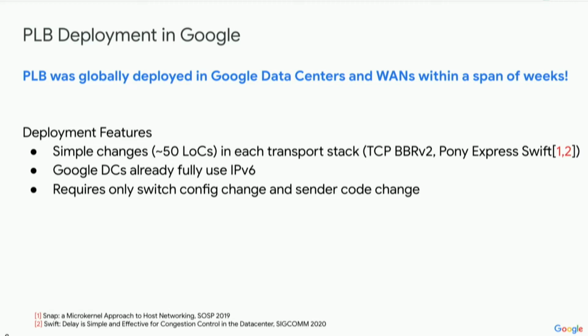PLB gets the congestion notification from the congestion control module, so this makes the transport changes very simple. Only 50 lines of code were added for each transport. Google data centers already fully use IPv6, so no switch changes were needed there. But fundamentally, PLB only requires some minor sender code changes and a switch configuration change.